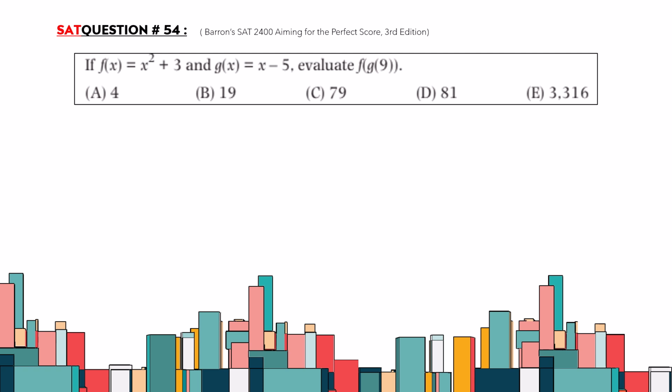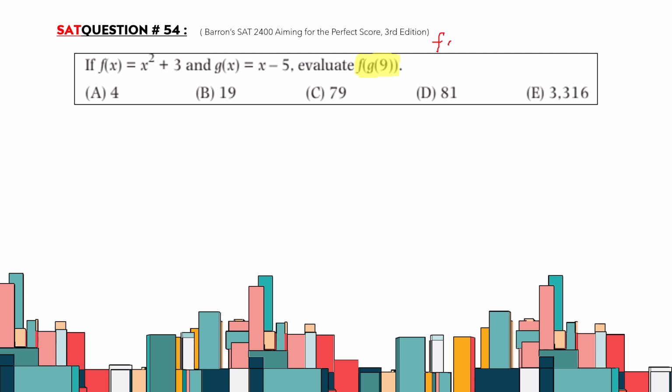If f of x equals x squared plus 3 and g of x equals x minus 5, evaluate f of g of 9. So we have to evaluate this one. They may write it out in some different notations, like this.